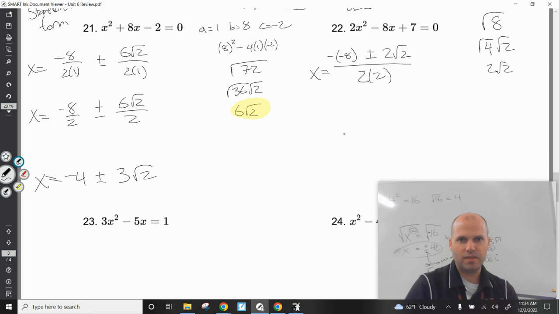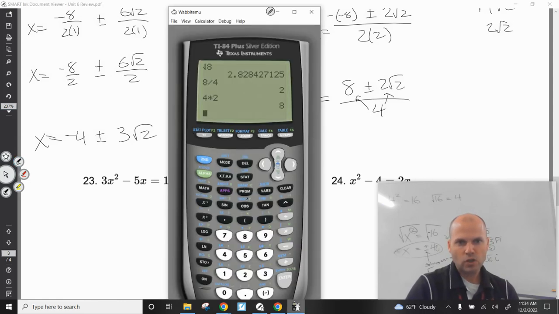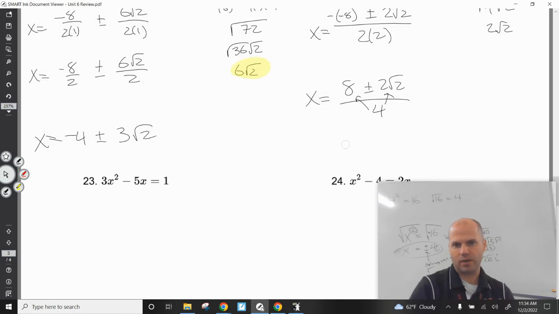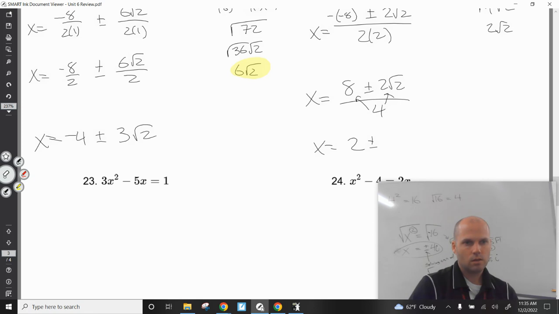All right. If you did it this way, you get 8 plus or minus 2 root 2 over 4. Now, the last step, and this is the simplify at the end, is to divide both of these by 4. So I got 8 divided by 4. That's 2. And I have 2 divided by 4. That's 1/2. You could put 0.5, I don't care, or you can put 1/2. So this turns into 2 plus or minus 1/2 root 2. I'm okay with that. That's the same as root 2 over 2. I'm okay with that. Just figure it out.